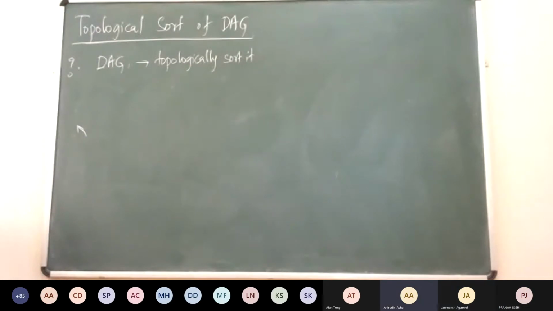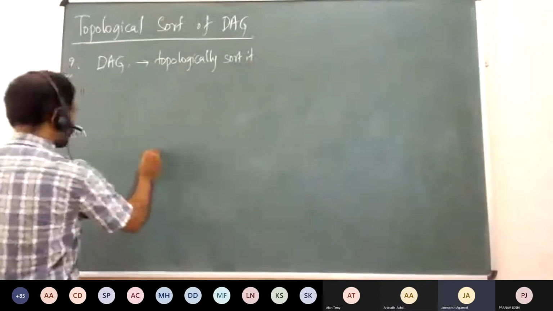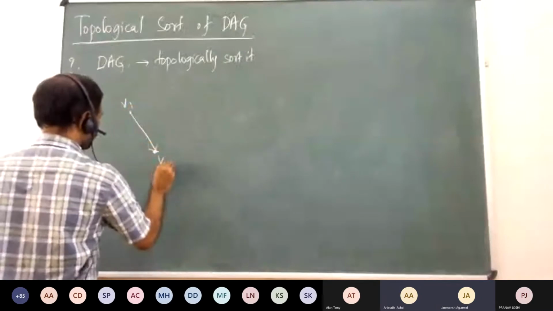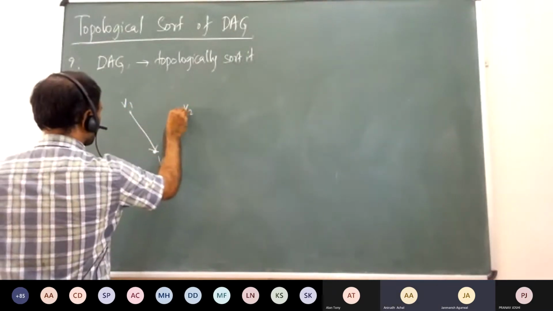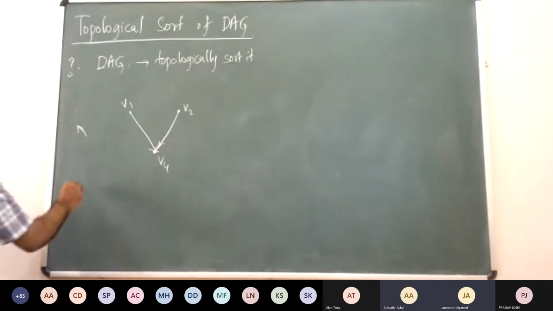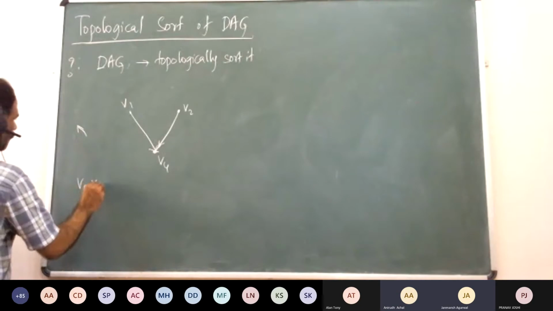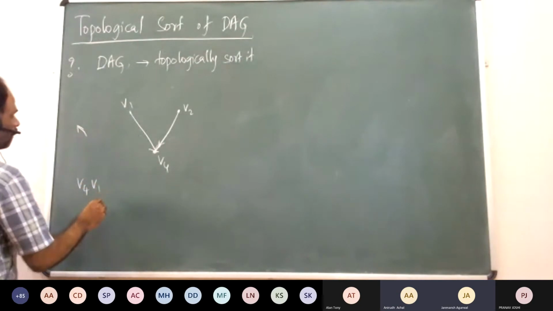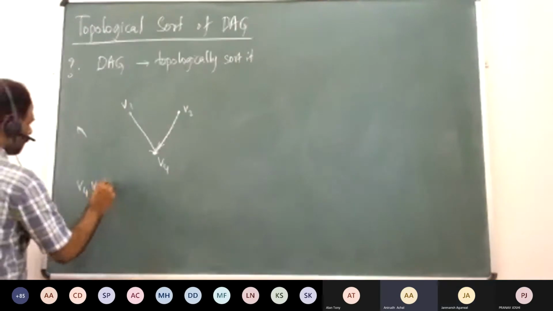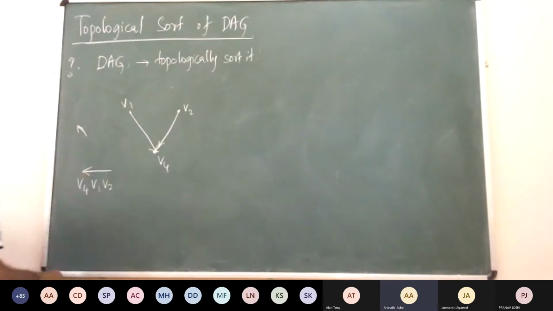But in this case, maybe two vertices are pointing at the same vertex. Suppose V1, V2, V3, V4 are four vertices. V1 is pointing towards V4, and V2 is also pointing towards V4. In the DFS, first V4 will get pushed, then V1 will get pushed, and then another DFS will run from V2. Then V2 will get pushed. That's why we're getting the reverse order of the topological sort. So then it will be like this.